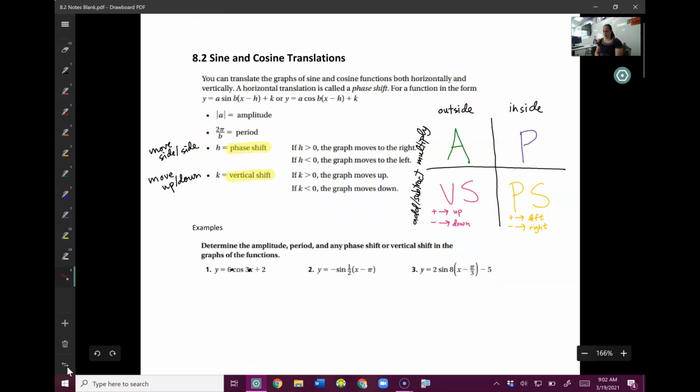So this table right here will be the absolute key to everything that we do for this lesson in 8.2. So make sure you have that in your notes. In the next video, we'll actually apply this table to a problem to see what it looks like.